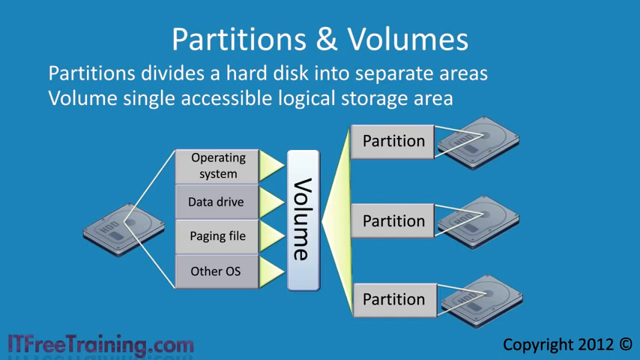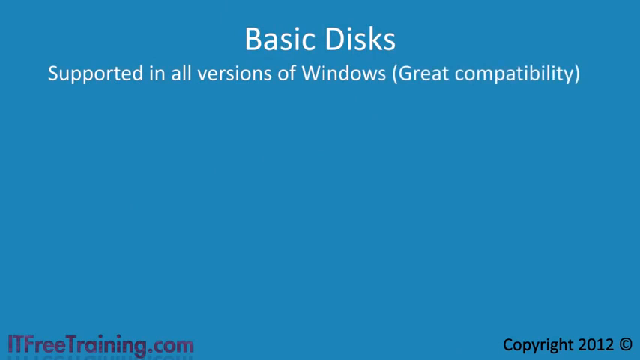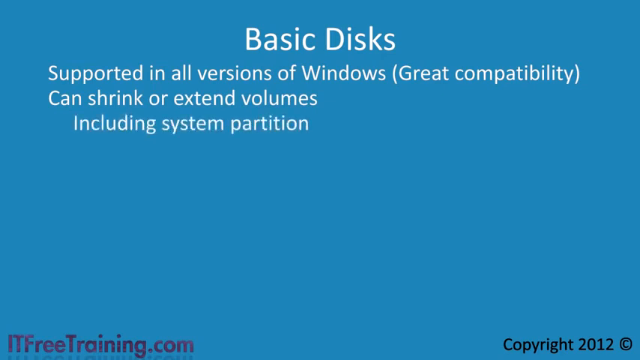When you first install a hard disk in Windows 7, it will be installed as a basic disk. Basic disks are supported in all versions of Windows, so offer great compatibility. With a basic disk, you can shrink or extend the volume. In other words, you can make it bigger or smaller. You can even shrink or extend the system or boot partition.